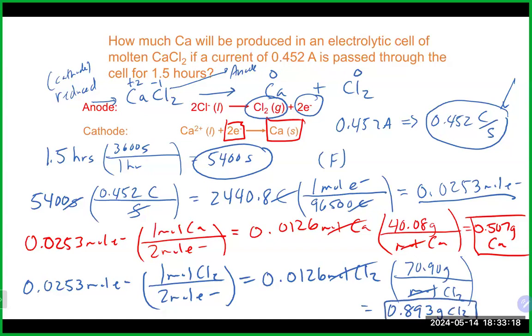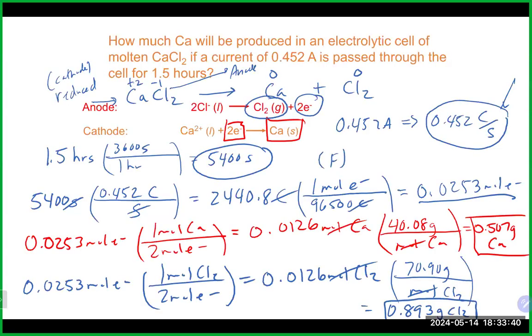Any questions on any of those steps there? All right. So the goal here is to get yourself to moles of electrons, use the half reactions again to figure out moles of electrons to moles of whatever you're looking for. And then obviously you could solve for it. Any questions on that one?